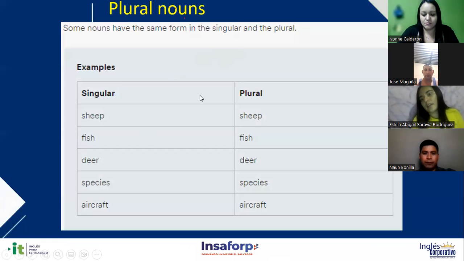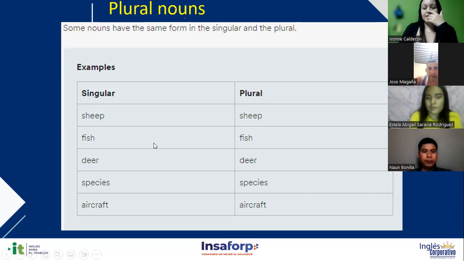Estas formas no tienen reglas, ¿sí? Por ejemplo, oveja, sheep. One sheep, two sheep. No se le agrega nada, es forma irregular, ¿sí? Igual que fish, fish. ¿Cuál es el plural de fish? Fish. ¿Ok? Deer, venado. Deer, lo mismo, no se cambia, igualito, ¿yes? Deer, deer. Species, species. Aircraft, aparato de vuelo o máquina voladora. Aircraft, no se cambia. No hay cambio, ¿ok? Good.